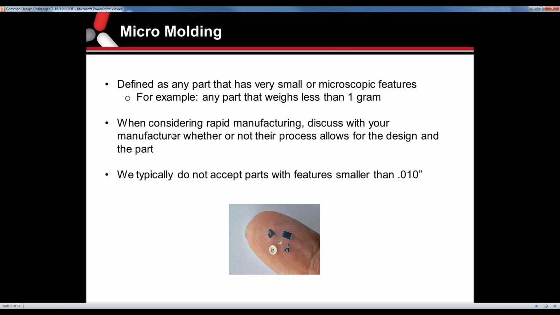Okay, micromolding is the next topic. This is something we don't really do here at Eccentric, but just wanted to bring it up. Micromolding is, I guess, different for everyone depending on their capabilities. What we consider a micro part is any part that weighs less than a gram. Feature size, we don't really accept parts with features smaller than 10 thousandths, and even that's iffy. So just when you're considering rapid manufacturing, it's difficult to get parts this small made with 3D printing and rapid tooling. So just keep that in mind when designing.